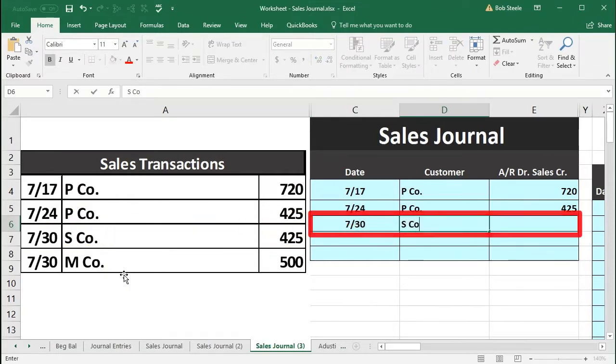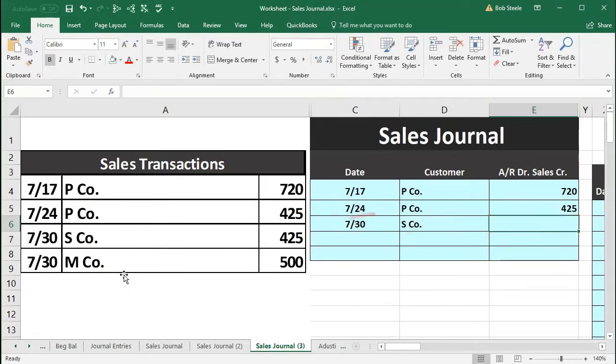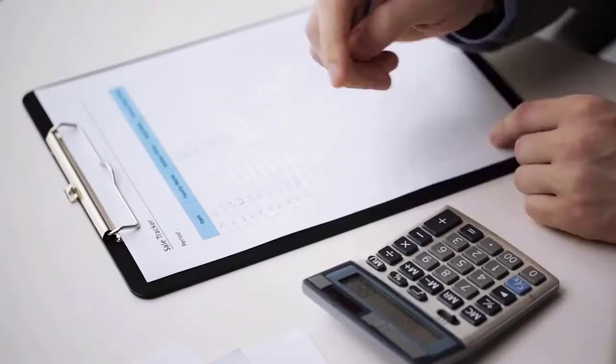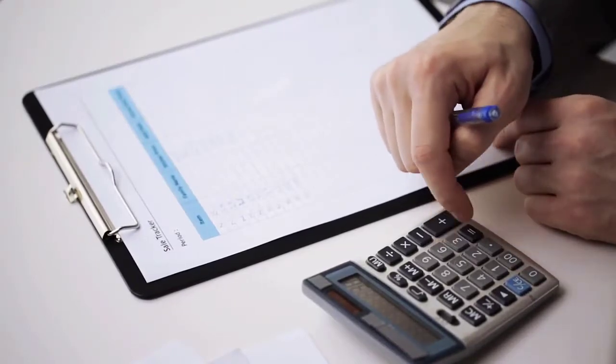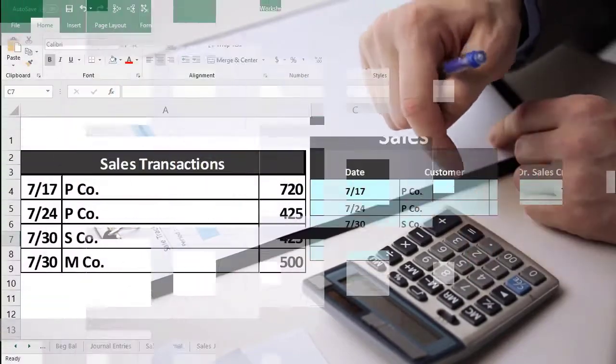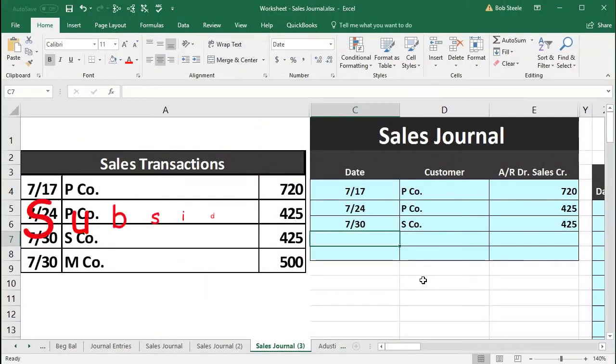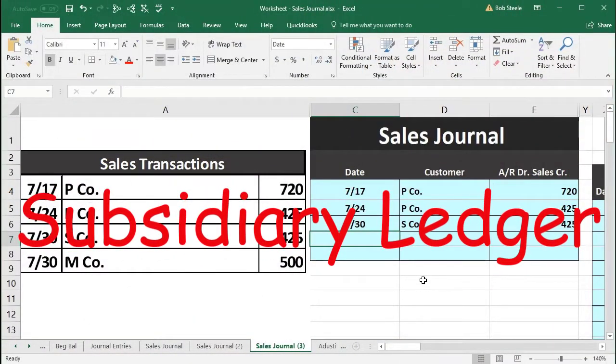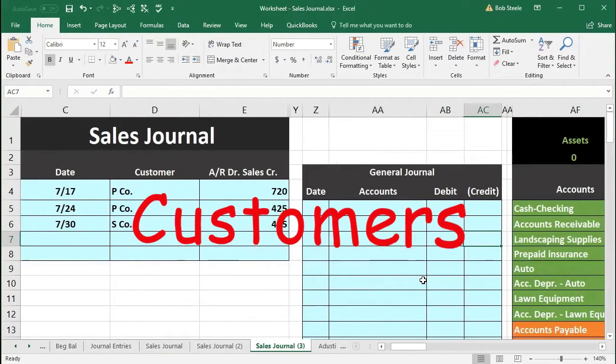So next transaction is going to be 730, and this is going to be for S Company. These are the people we're selling it to, by the way. Not very creative names, but S Company, that's who we're selling to here. And that's going to be for another 425. And so we're going to put that in our subsidiary ledger. Again, not posting it to the general ledger. We will do that once we sum all these up for the entire month. But posting it to the subsidiary ledger, breaking it out by who owes us money by customer.